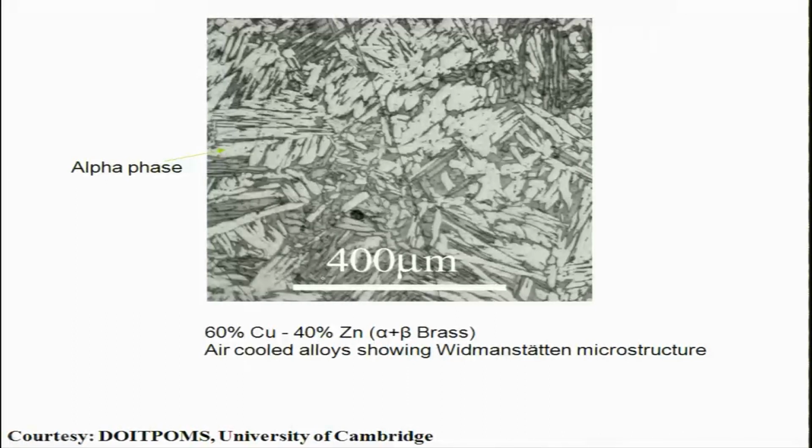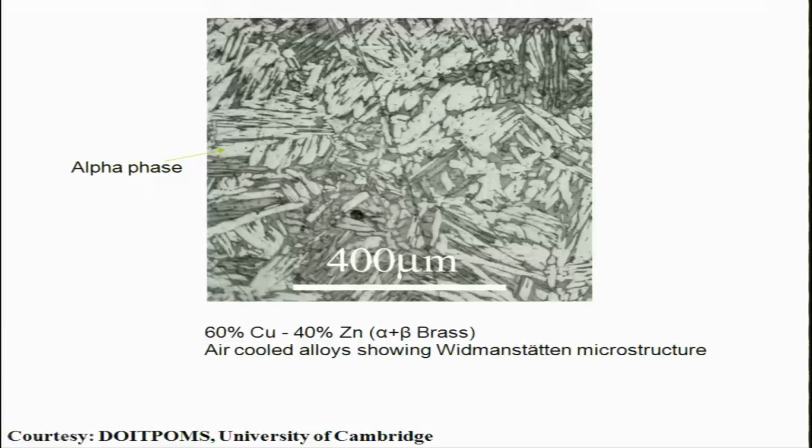is alpha plus beta brass, and this alpha plus beta brass has an air-cooled microstructure, which shows Widmanstätten kind of microstructure, in which alpha phase precipitates in the beta matrix.